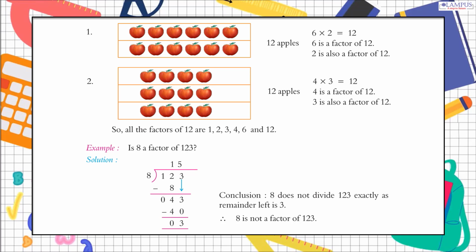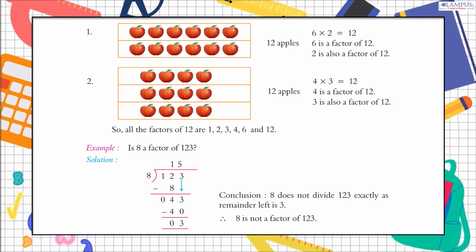1. 12 apples. 6 times 2 equals 12. 6 is a factor of 12. 2 is also a factor of 12. 2. 12 apples. 4 times 3 equals 12. 4 is a factor of 12. 3 is also a factor of 12. So, all the factors of 12 are 1, 2, 3, 4, 6 and 12.